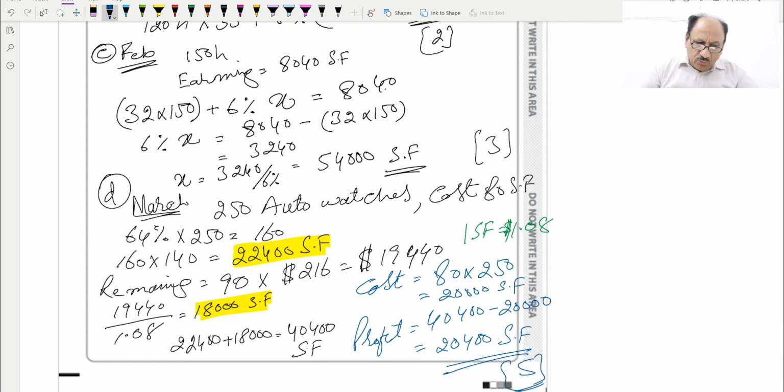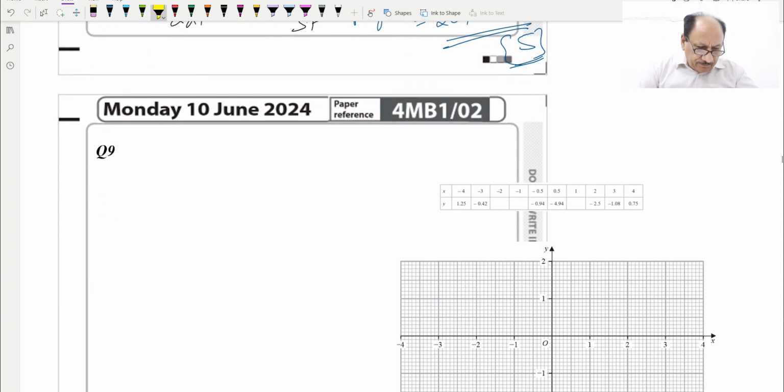Hopefully you understood this question as well. This was reverse calculation. Also in C part it was reverse calculation, where we supposed this x value and we calculated it. Hopefully you understood this. Let us move to question number 9.